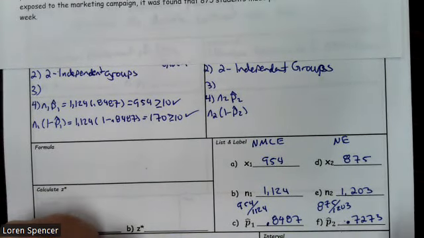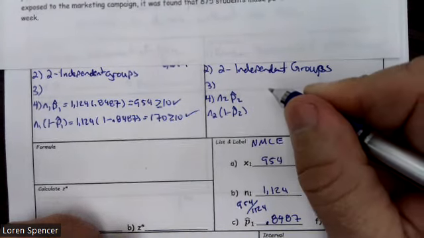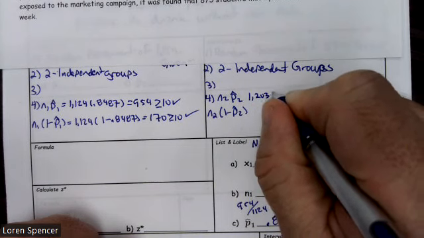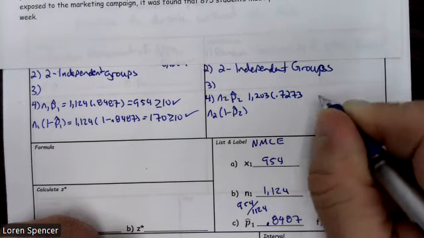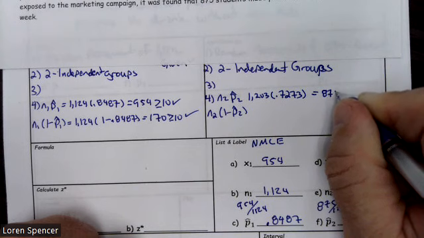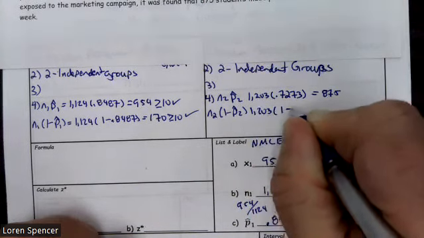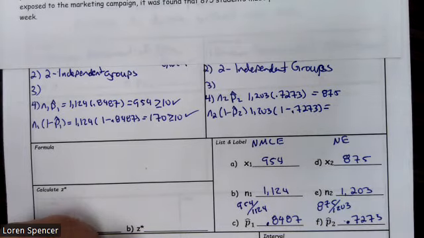We need to check the second group, and we're going to have 1,203 times 0.7273. And I just know that that's going to equal 875, and we'll look at that in just a moment. And here we're going to have 1,203 times (1 minus 0.7273). Let's check those numbers out real quickly.